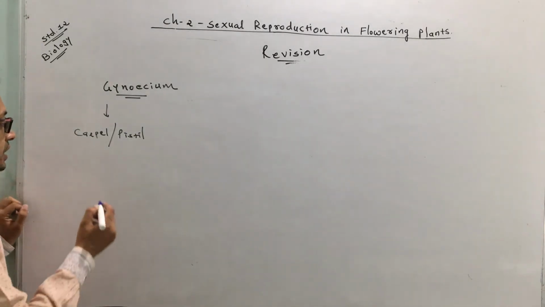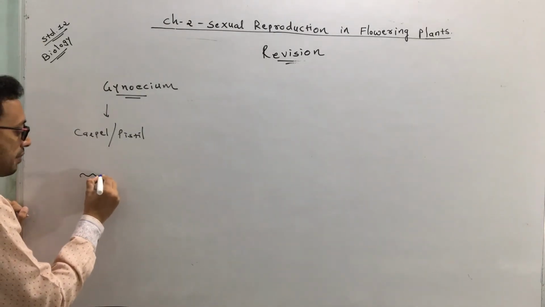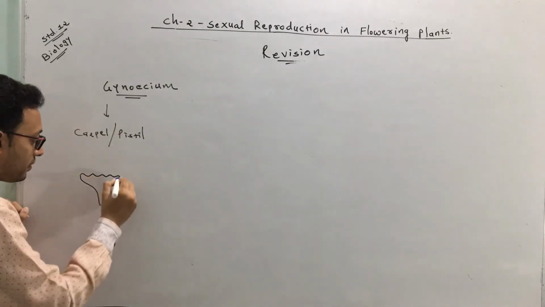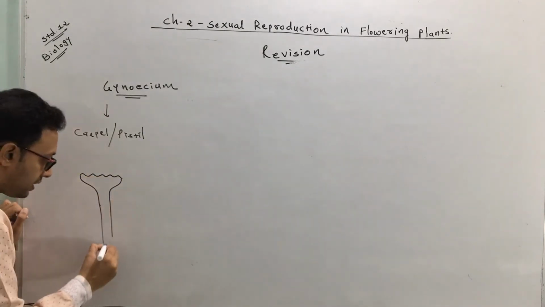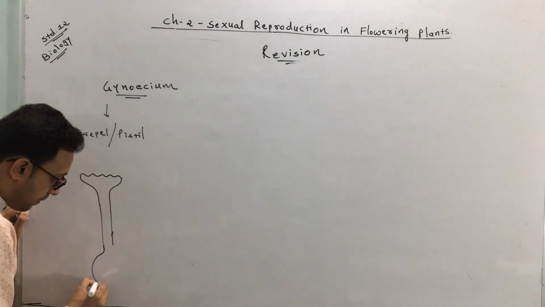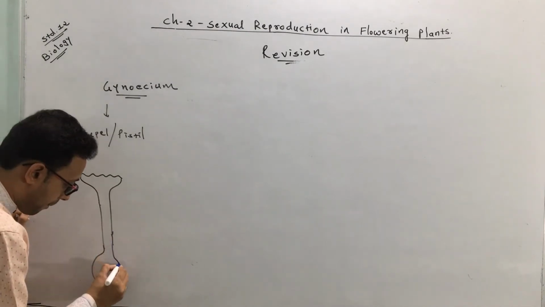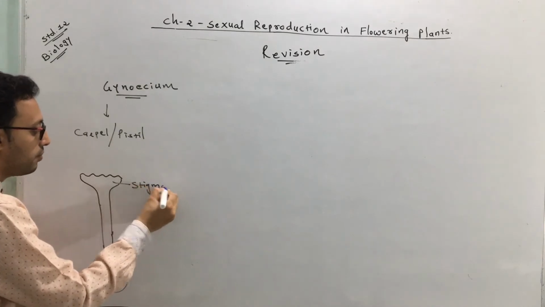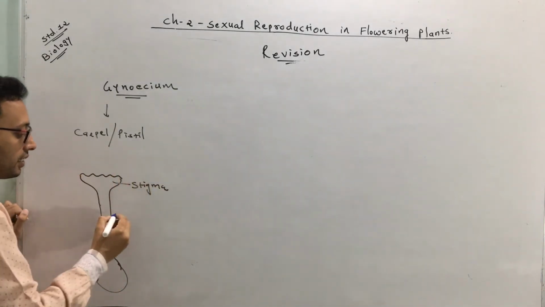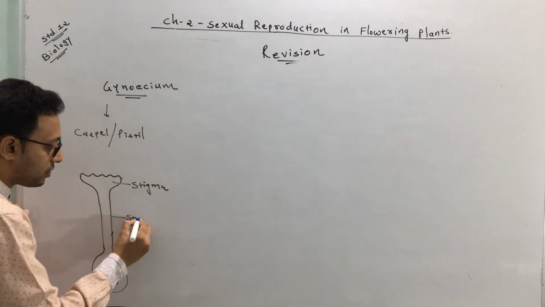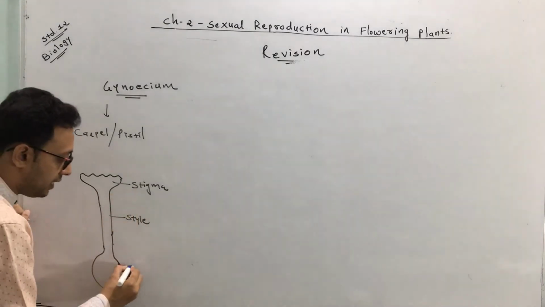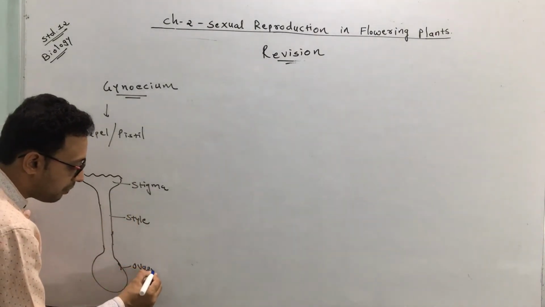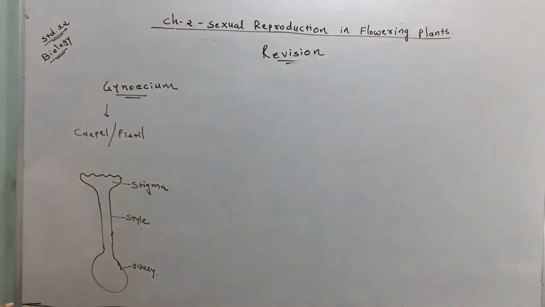Now which are the parts of a carpel or a pistil? The carpel or pistil is made up of three parts. First is called the stigma. This serves as a landing platform where the pollen grain can fall. This is a tube-like structure, which is called the style. And the lower part, this bulge portion, is called the ovary.